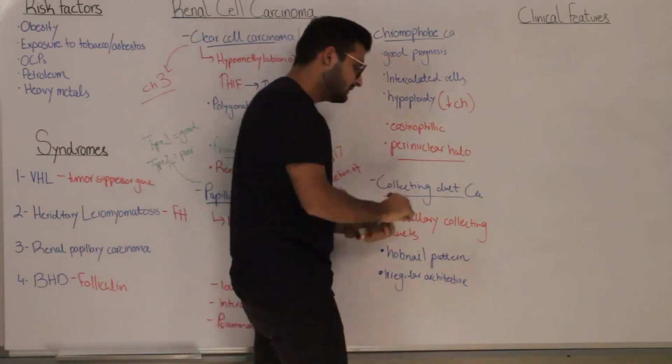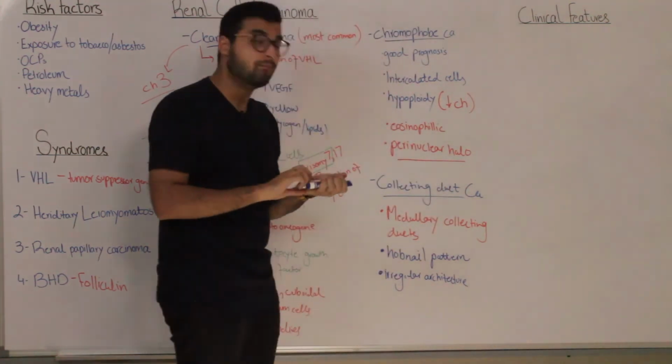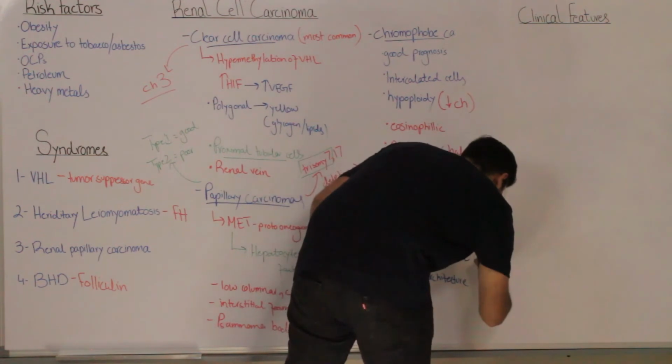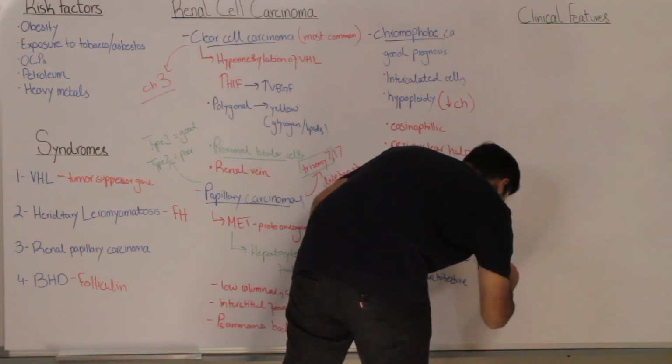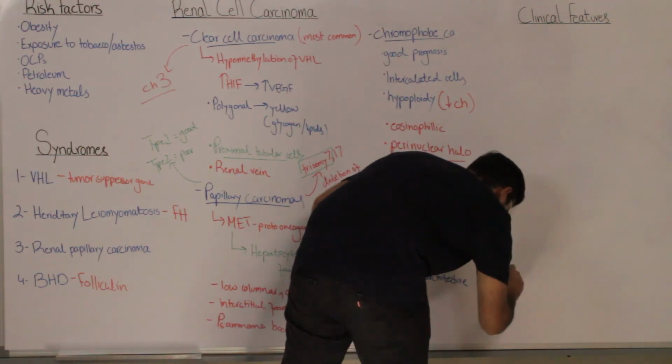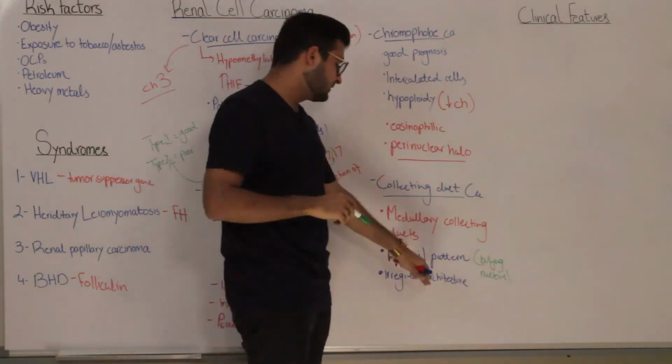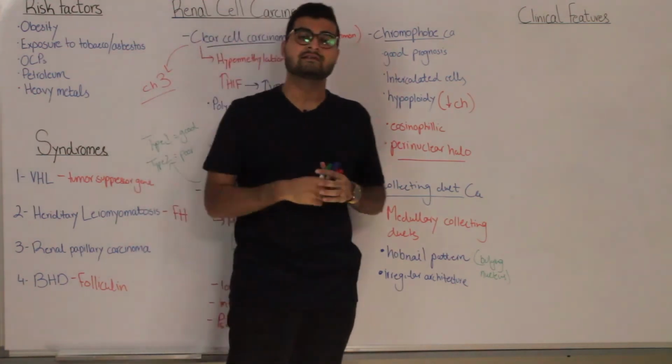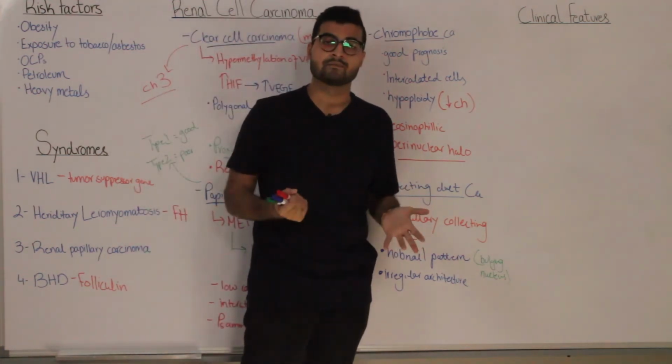So by hobnail pattern I mean bulging nucleus. Under the microscope, what would you see? A bulging nucleus would be appreciated from the cell. And you will have irregular architecture, and it involves the collecting ducts that are present inside your medulla.